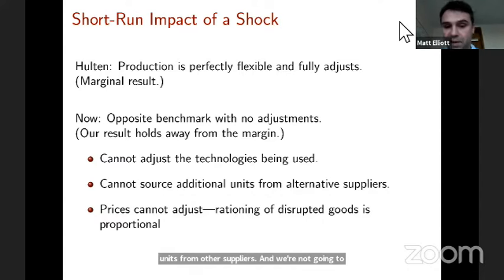And the way we're going to think about that is we're not going to allow those disrupted goods to be rationed in a particular way. Everything is going to be rationed proportionally. So if I'm disrupted either directly or indirectly because I can't source as much of an input as I could before, and I only produce half the amount of output, all of my customers are only going to get half the number of units they would have got from me.